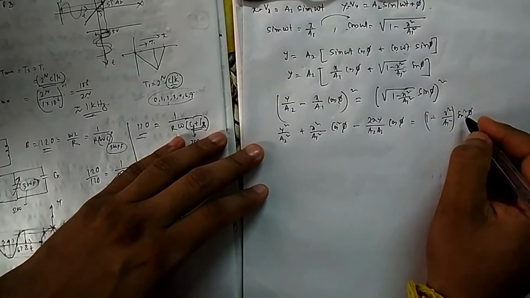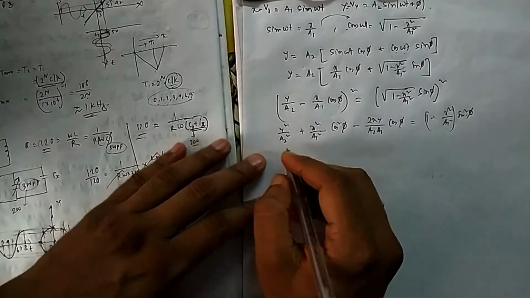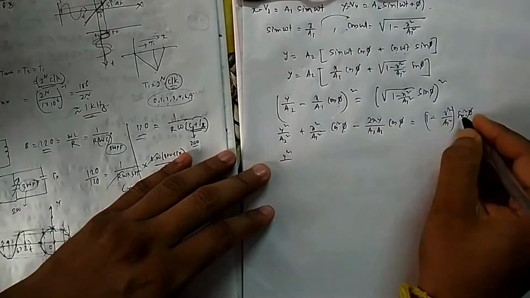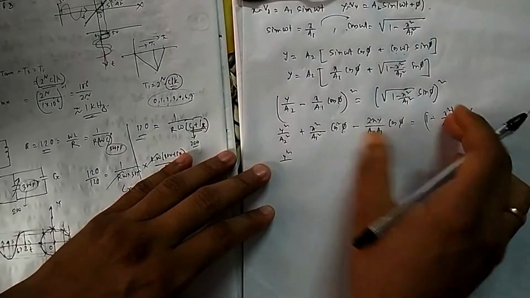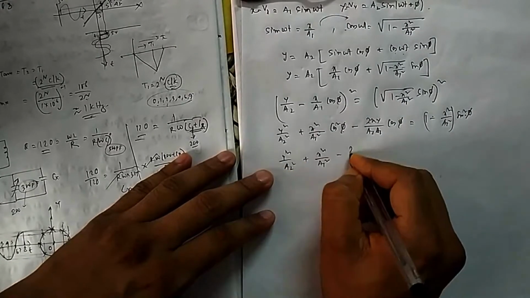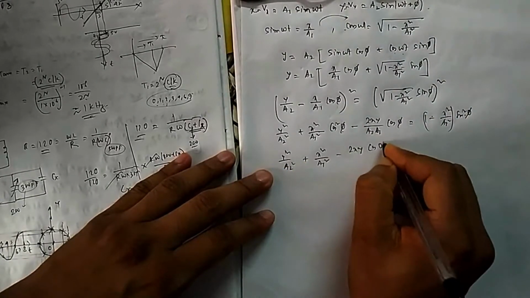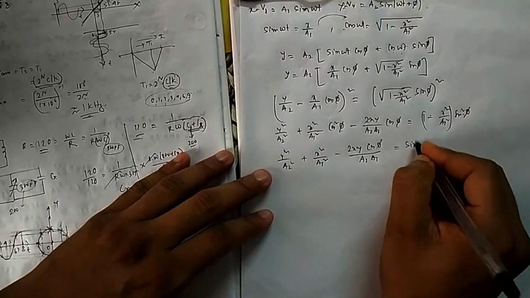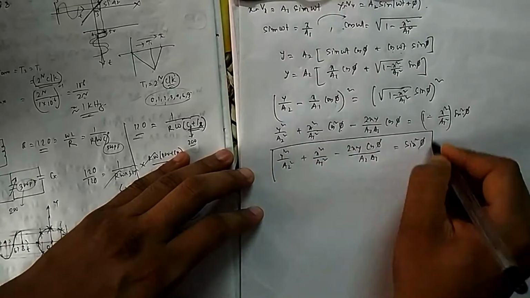Multiplied by, so if you bring x to this side, the final expression you will get, because cos square plus sine square will give you 1 if you take these two common. If you bring x to this side, the final expression will be of this fashion. So you can see this is an expression for an ellipse.